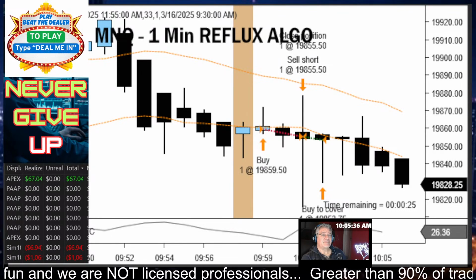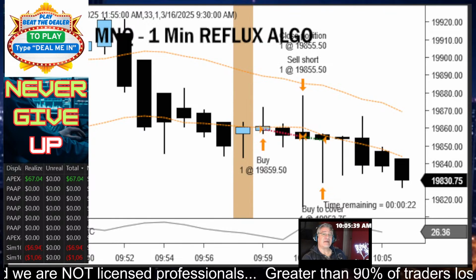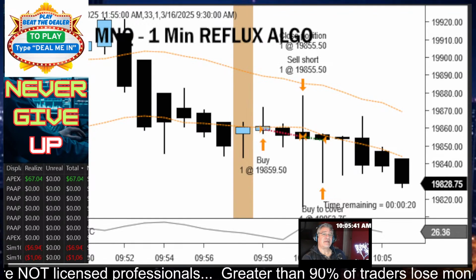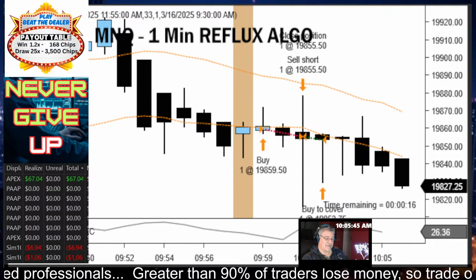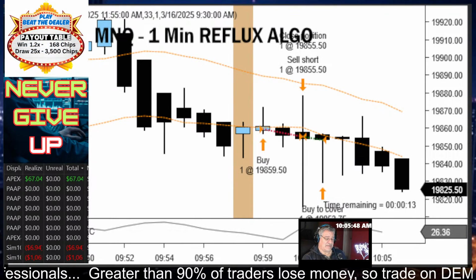I got to trade smart and good here on the MFFU chart. Let me see if I can get a good price. Fighting for price here, over 31.